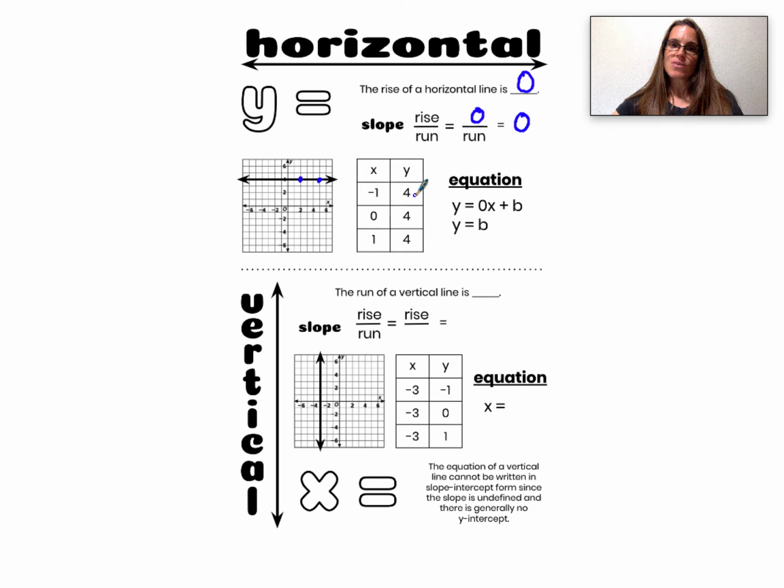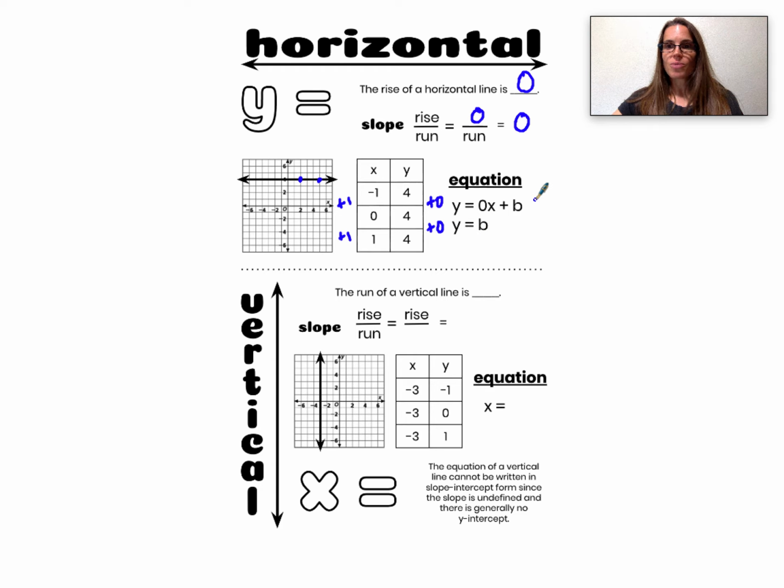We can also see this from the table. X is going up by 1, and what's happening to y? What happens from 4 to 4? Well, nothing. The slope, or the rate of change from the table, is just 0. Let's go ahead and look at the equation of a horizontal line.